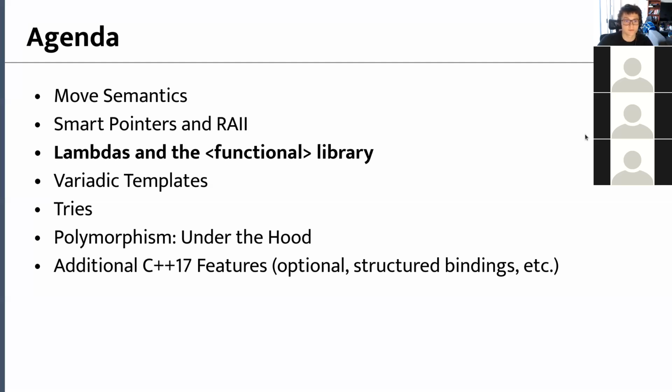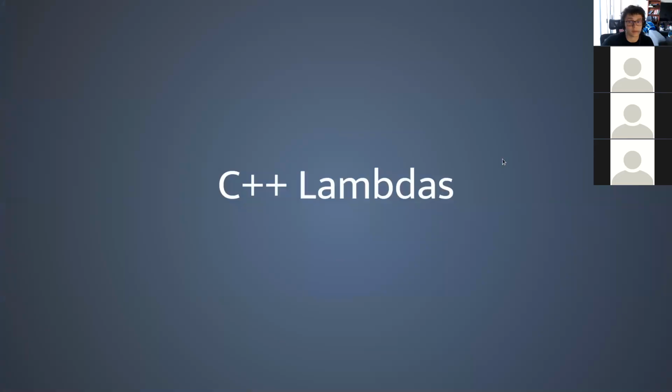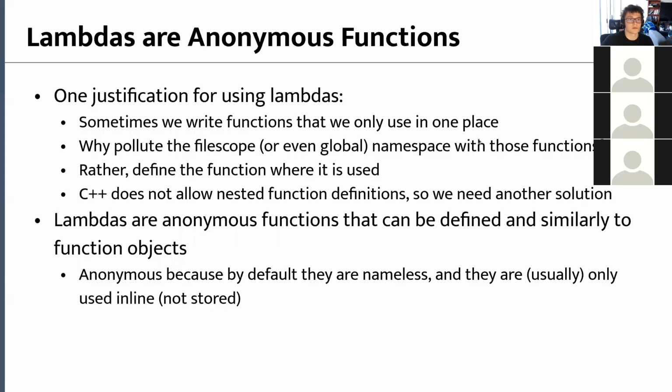Okay. So let's look at lambdas and a little bit of the functional library, but I expect I will skip the functional library stuff. So lambdas are just anonymous functions. Sometimes we write functions that we only use in one place, and we don't need to give them a name. We don't necessarily need to put them at the file scope. We usually just want a function that we're going to use once. So why don't we have a way to define these functions inline?